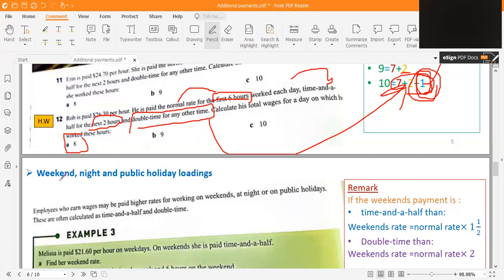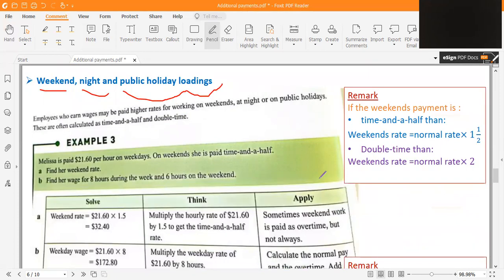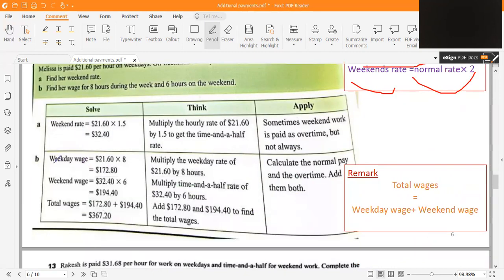As a type of additional payment, we have weekend, night, and public holiday loadings. In this section, if the weekend payment is time and a half, then the weekend rate equals the normal rate times 1.5. If it is double time, then the weekend rate equals the normal rate times 2. So it is very easy to first compute the weekday wage and the weekend wage, then add the two amounts to obtain the total wages.